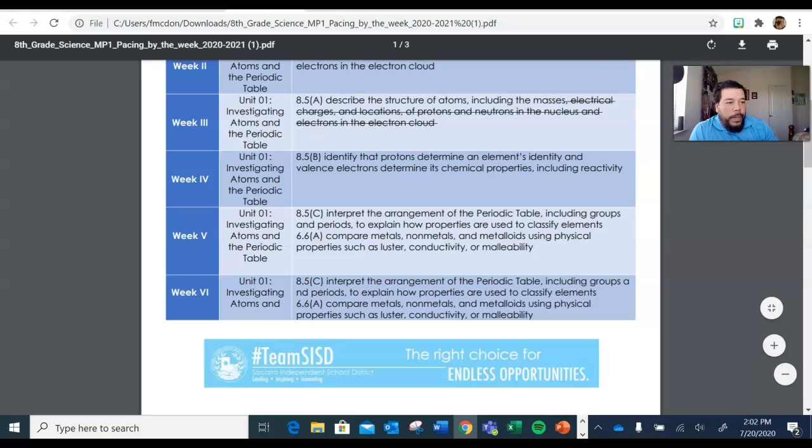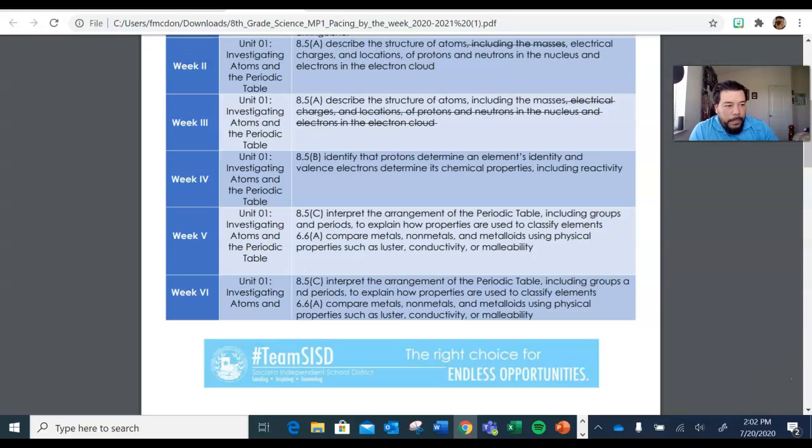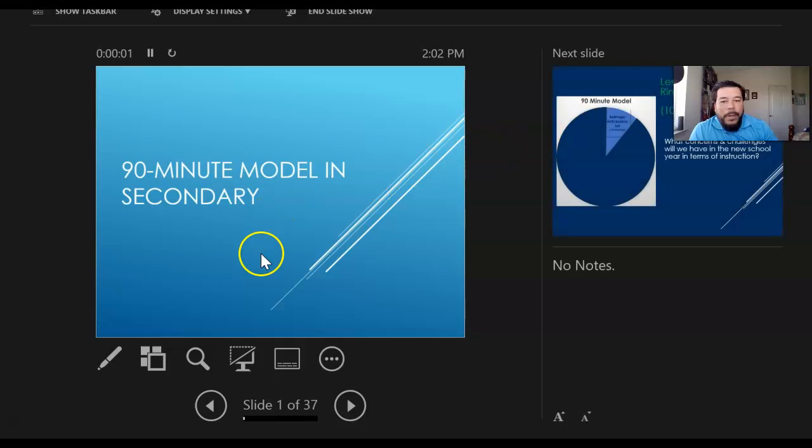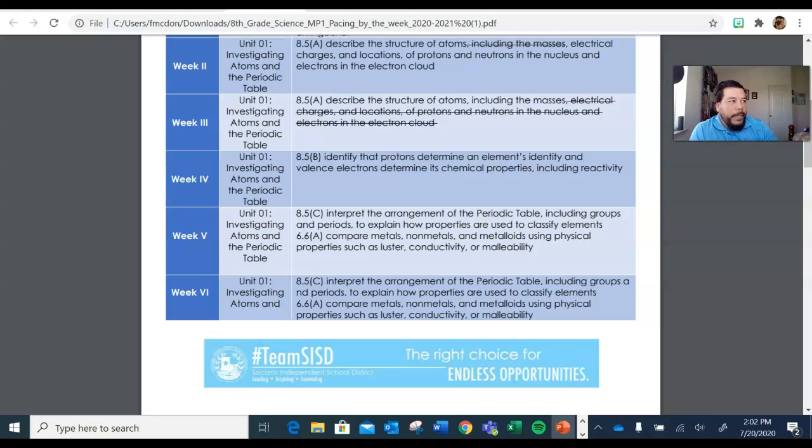Also, I told you about the 90-minute model. For some of you, I know that when I started teaching, I was teaching in a 45-minute model, and then I was moved into a 90-minute model. It became a little concerning. So what am I doing here? Let me exit out of this, and I'm going to share this 90-minute model with you. Let me just do this from here.